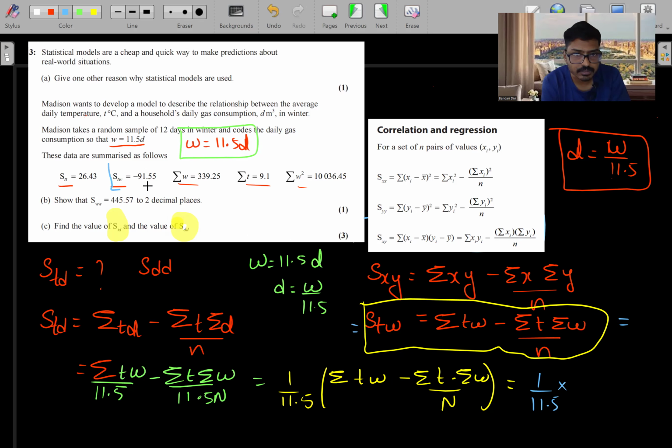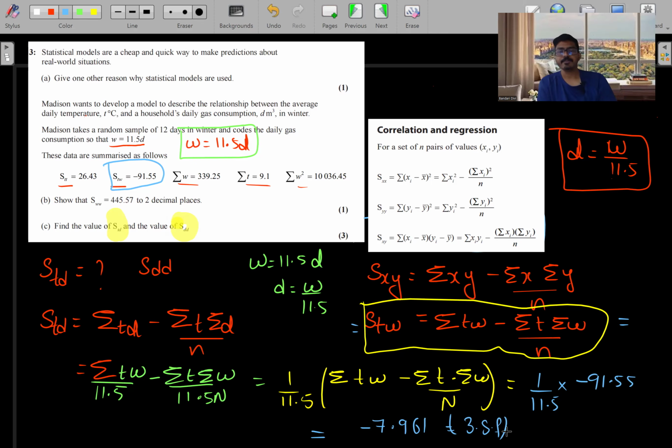It is here minus 91.55, right? Which will be further equivalent to minus 91.55 divided by 11.55. If I use the calculator to solve this, it gives minus 7.961. Then I'll round it off to three significant figures. So this is going to be three significant figures. I hope you have understood this question, part C.